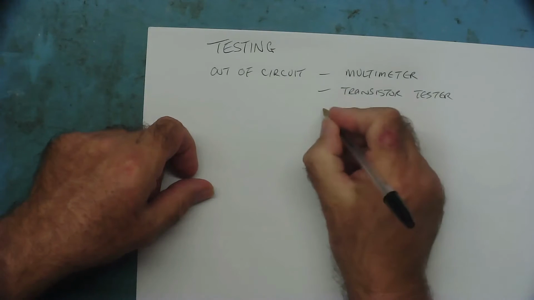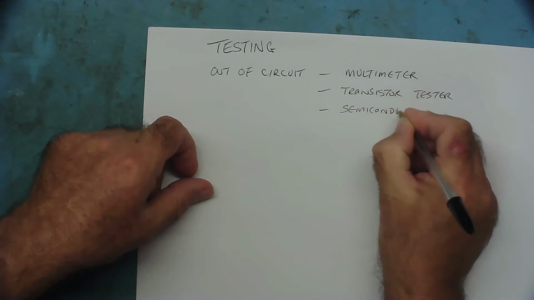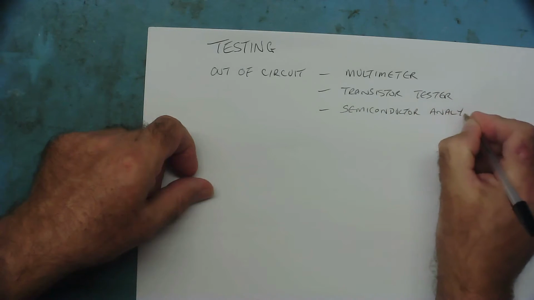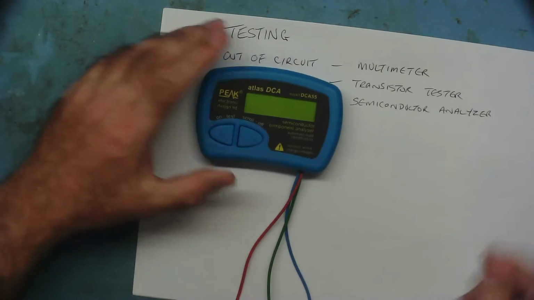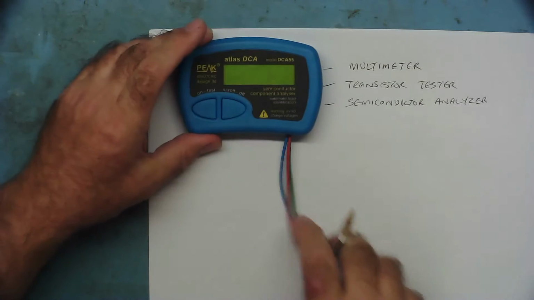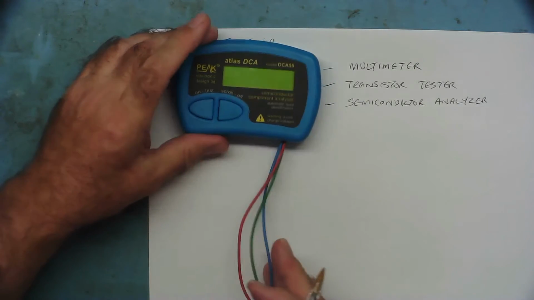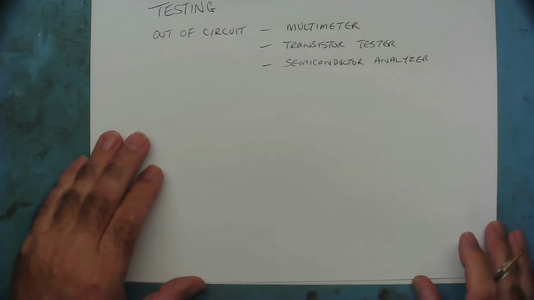The other one is with a semiconductor analyzer. This is one of these, and there's a few different varieties and makes of these, and again I'll show you this. We'll use this to test some transistors. So that's the 3rd way we can test them out of circuit.